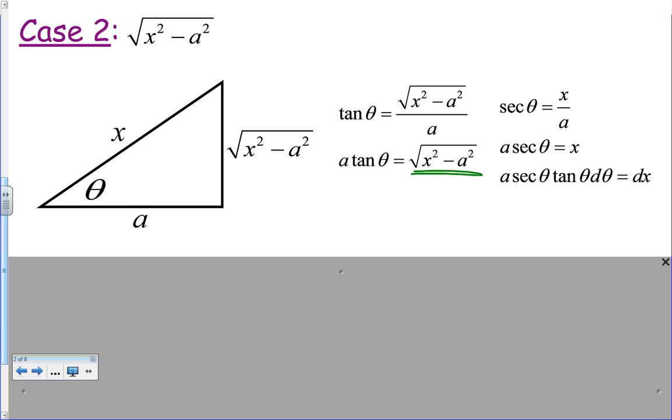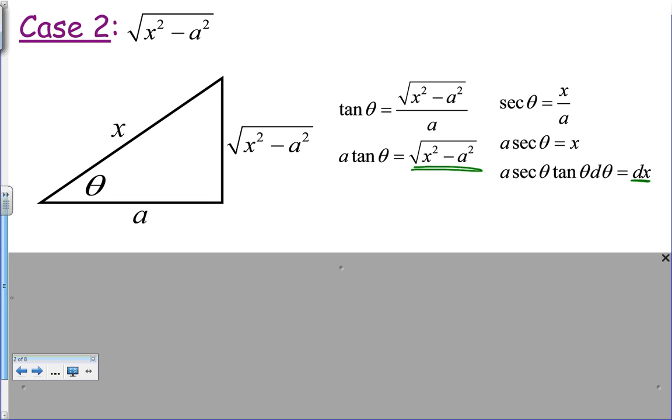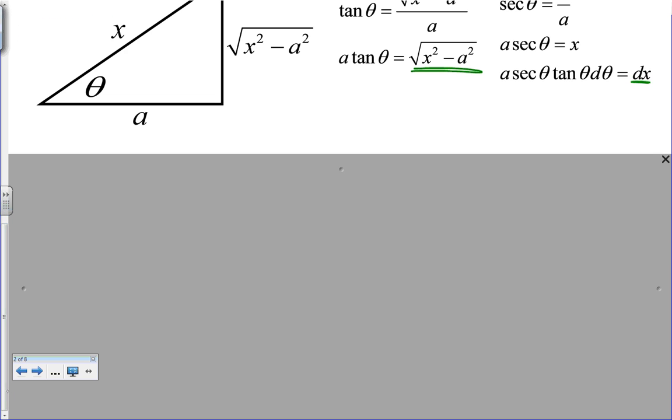And so now I have a substitution that I can make for my dx in my problem, and get it all in terms of theta. That's the whole idea. We're replacing some integral that involves the square root of x squared minus a squared with some trig functions. In this case it would involve, again, secant and tangent of some sort. All right, let's take a look at the last of the three cases.